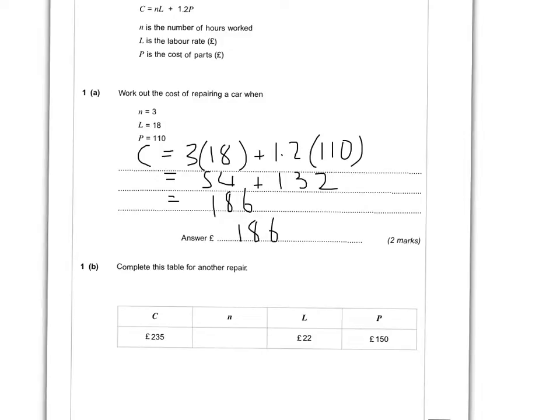All the numbers I plugged in were in pounds, so I get an answer out which is in pounds as well. The second part of this question is asking me to fill in a missing value in the table. So this time I'm being told the cost, I'm sort of being told the answer to this formula, and then I'm being asked to work out what the missing number n is here. So I'm going to write out this formula and I'm going to fill in all the numbers I know.